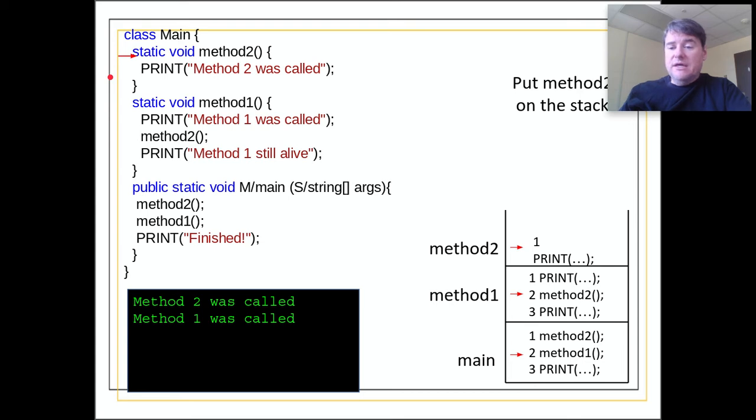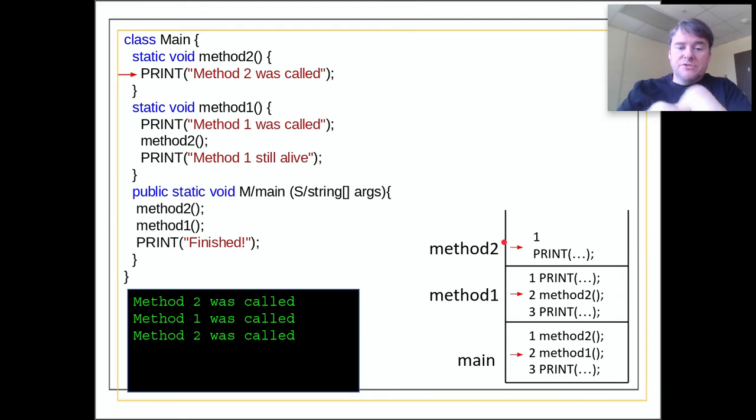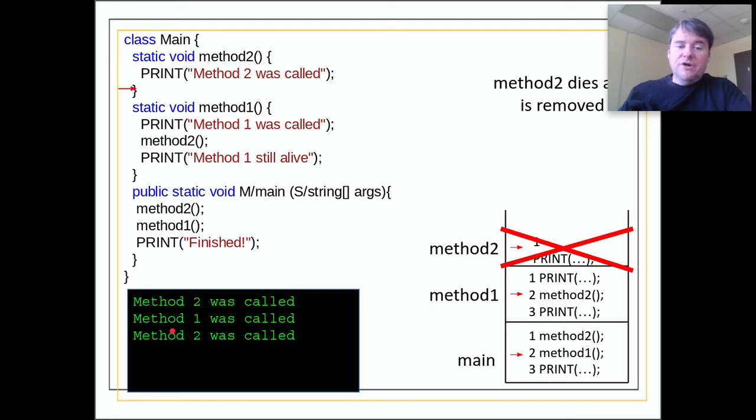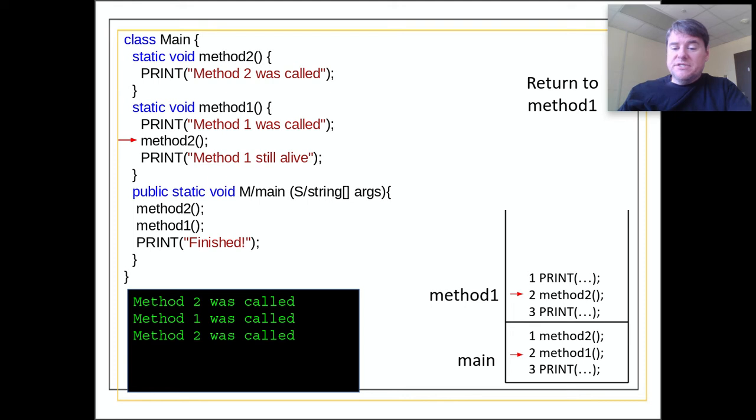All right, so since it is the top of the stack, we are going to work on it. At the moment, the execution pointer is just at the signature. We're going to move on and do our print statement. Our print statement says method 2 was called. Great. We're going to move on and we get to the end of that method. And so as we remember, that means that method 2 is now dead and is going to be removed off the stack. At this point, the top of the stack is back to just having method 1. We have just completed this statement, which was our call to method number 2. And now we're going to move on to the next thing, which is again a print statement.